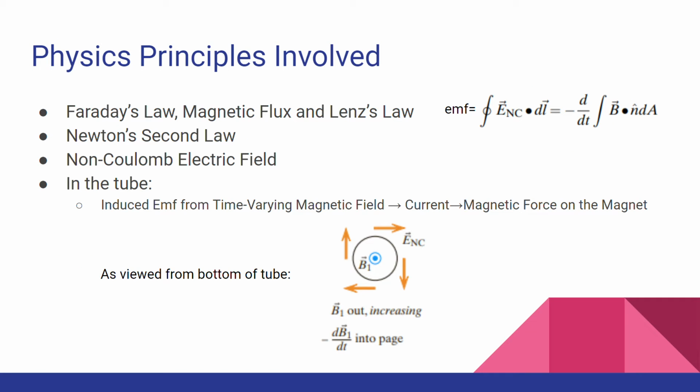For the physics principles involved, Faraday's law says that in the presence of a time-varying magnetic field, there is an EMF whose magnitude is equal to the rate of change of the magnetic flux. Lenz's law says that the non-Coulomb electric field will drive a current in a direction to make a magnetic field that attempts to keep the flux constant. So the changing magnetic field from the magnet is associated with a non-Coulomb electric field in the tube and an EMF, and the current direction and induced magnetic field direction are found using Lenz's law. It's also developed with Newton's second law, which includes the force of gravity. Here we can see Faraday's law and the equations for EMF, and here we can see the direction of the non-Coulomb electric field.